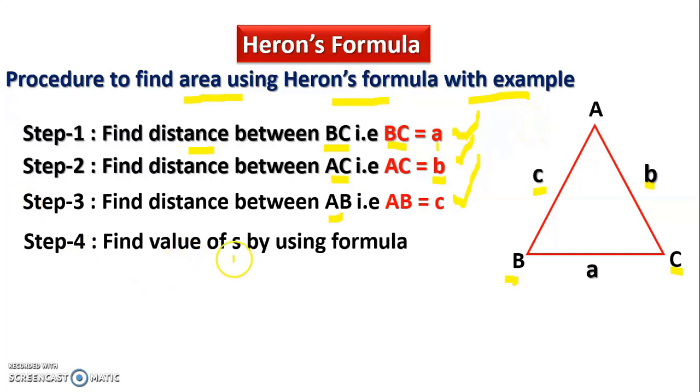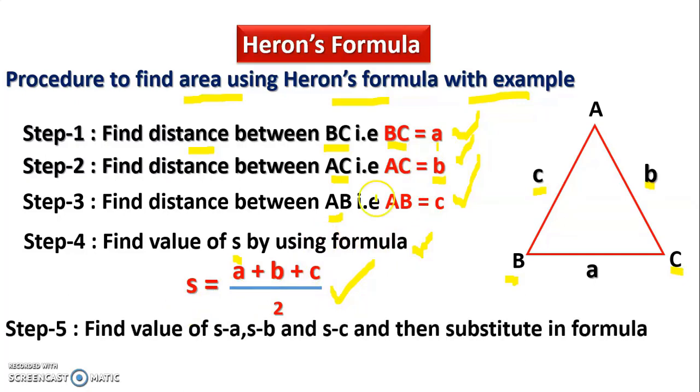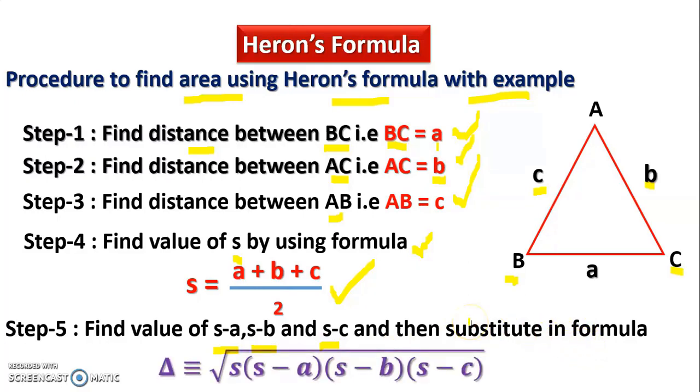Next, find the value of S by using the formula. After finding a, b, c values, you can find the value of S, that is S equal to a plus b plus c by 2. Substitute the a, b, c values here, then you get the value of S. Step 5: find the value of S minus a, S minus b and S minus c, and then substitute in the given formula, that is delta equal to square root of S into S minus a into S minus b into S minus c.